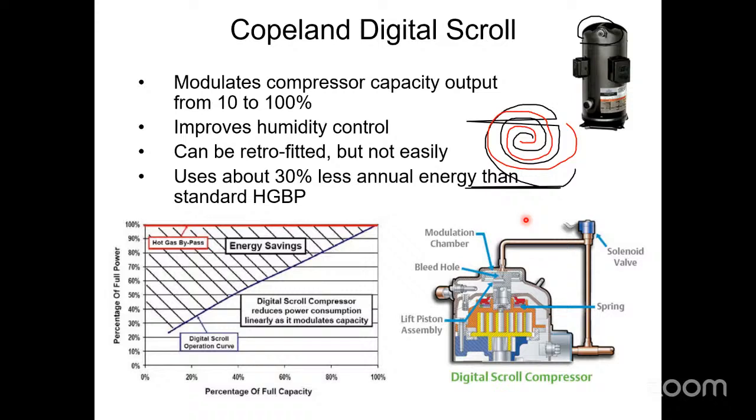What the digital scroll control does is it decides how long to keep them together and how long to keep them apart. If you need full capacity, they're together the whole time. They don't ever separate. If you need half capacity, they're separated half the time. So for example, they might be together for 5 seconds and then apart for 5 seconds, and then together for 5 and apart for 5. And as the needs of the load change, they spend more time together or apart from each other. So that's how it actually controls the capacity.